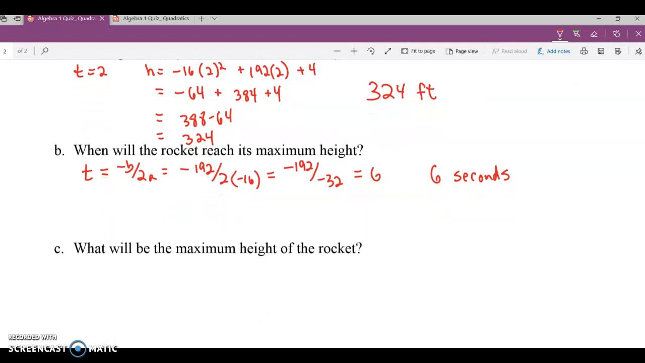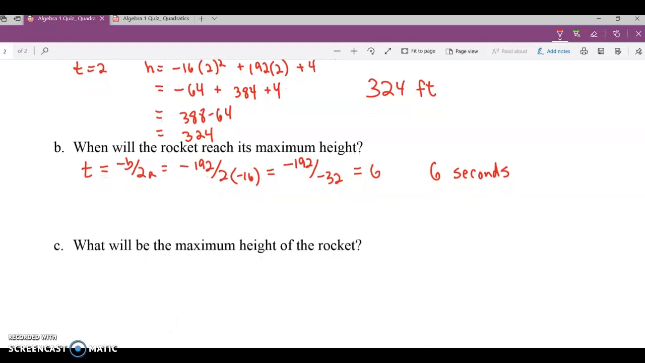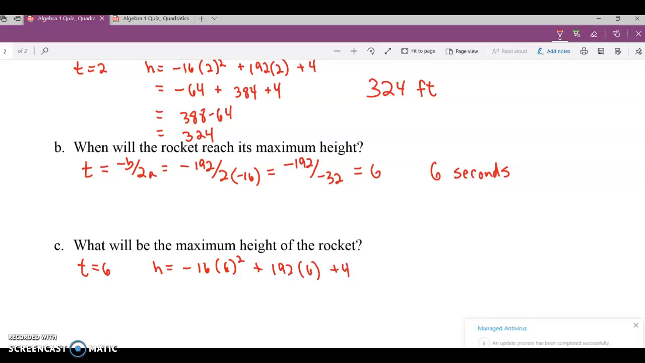What is that maximum height going to be? Well, just like we did for part A, we know that maximum height is at t equals 6, so I plug 6 into my equation. Again, I'll probably need a calculator to do some of this arithmetic. Negative 16 times now 36 plus 192 times 6. I'm going to just punch that into the calculator.